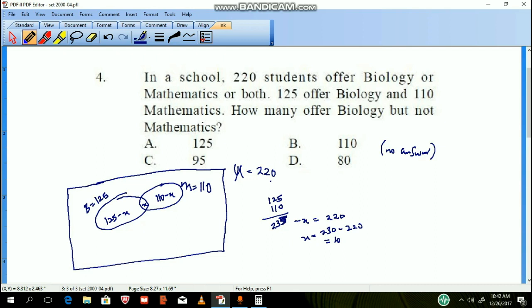So 235 minus 220. So this is where the mistake came from. This will be 15. So 125 minus 15, that will be 110. That is option B. Our answer is option B.